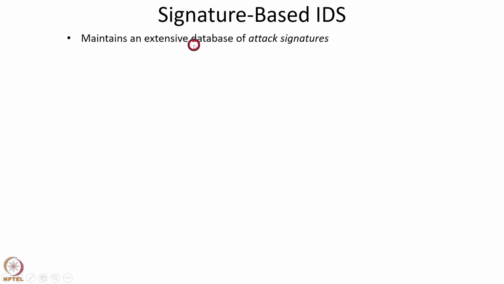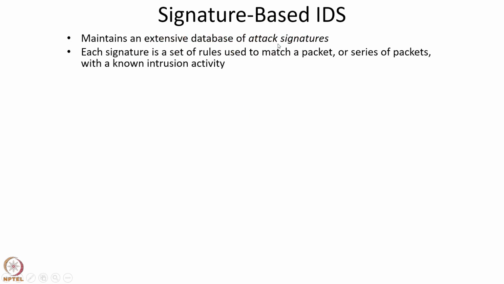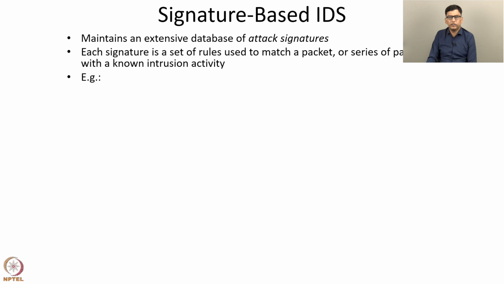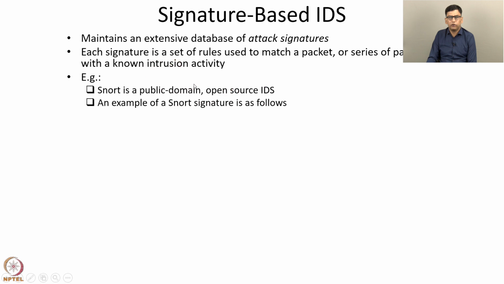A signature based IDS maintains an extensive database of attack signatures. What is an attack signature? Each signature is a set of rules used to match a packet or a series of packets with a known intrusion activity. So here's an example of an attack signature. Snort is a public domain open source IDS. So you can search online for more information about Snort. Here's an example of a Snort signature.